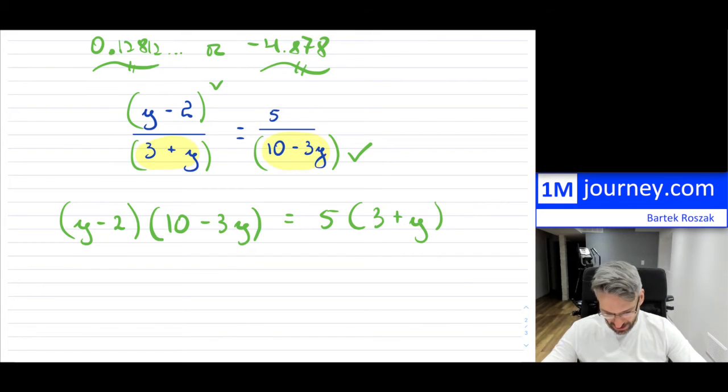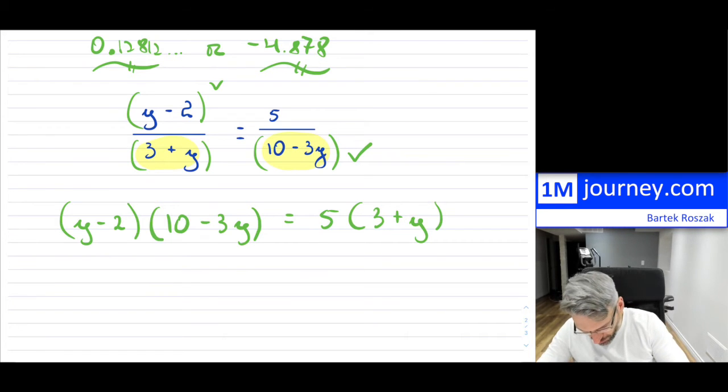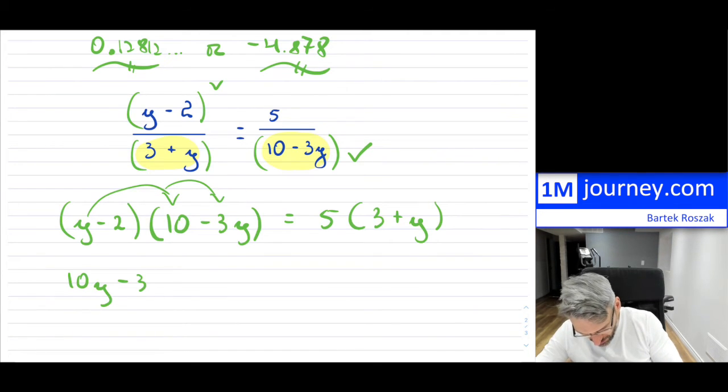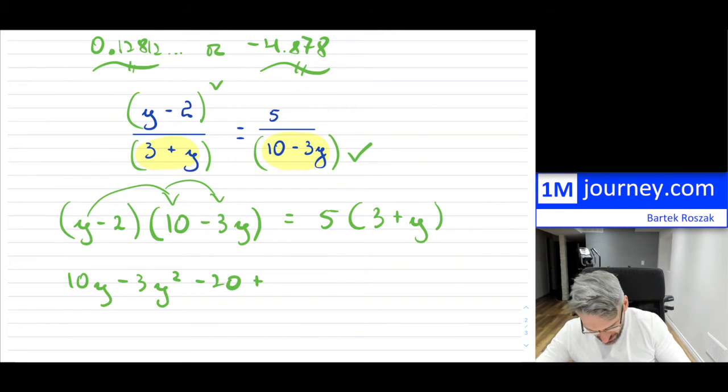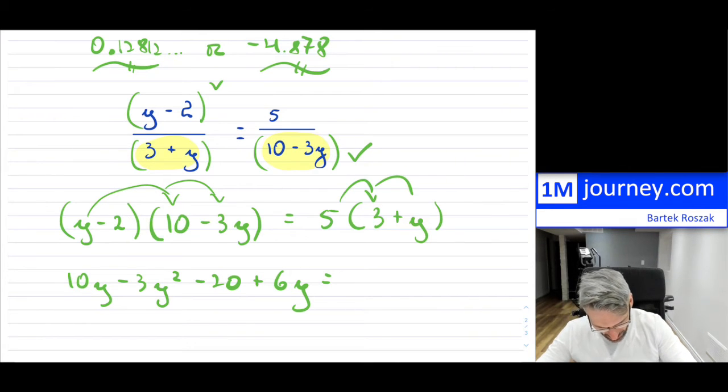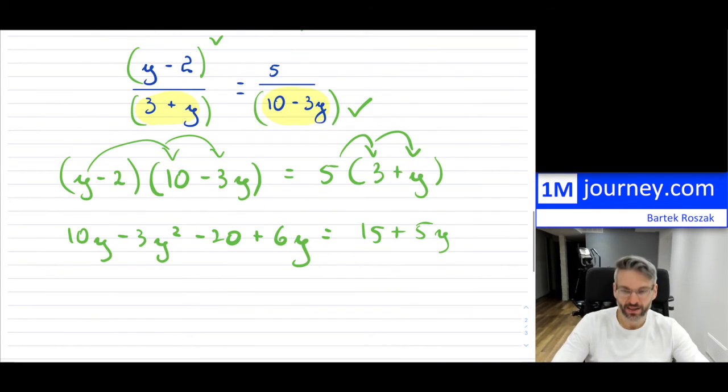So from here, once again, we are noticing that, oh, okay, it's kind of nice, but it seems complicated. So I'm going to distribute this across. So 10y minus, this is going to be 3y squared right here, minus 20 plus, I guess, 6y. So that's on the left-hand side. On the right-hand side, let me distribute this. So that's 15 plus 5y. And now I can just collect all the different things and put them on one side. Now, which side you decide, it doesn't matter.